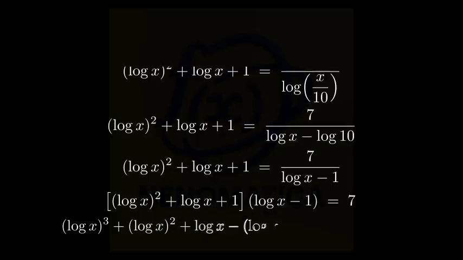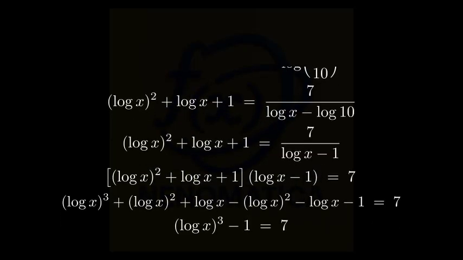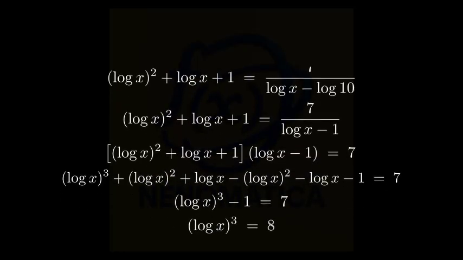We get log cubed x plus log squared x plus log x minus log squared x minus log x minus 1 equals 7. Step 5. Combine like terms. The middle terms cancel, leaving log cubed x minus 1 equals 7. Step 6. Add 1 to both sides. We get log cubed x equals 8. Step 7. Observe that 8 equals 2 cubed, so log x equals 2.